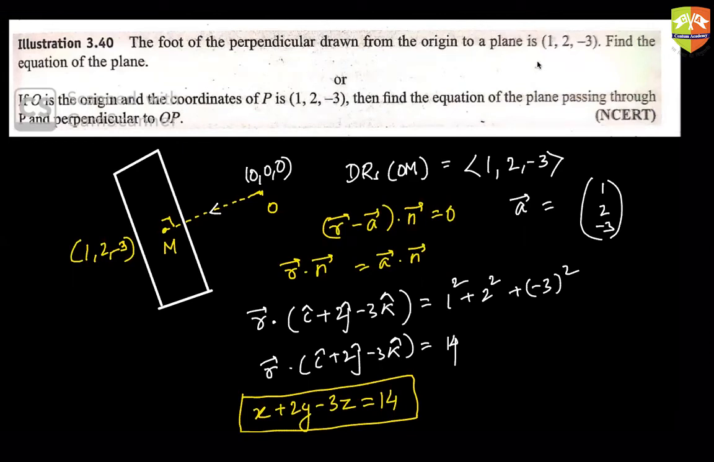So aren't they like the same thing? Same question, right. Okay, so no need to do it. O is the origin, coordinate of P is given. Find the equation of a plane passing through P and perpendicular to OP. So same thing, so no need to do it. Let's move on to the next question.